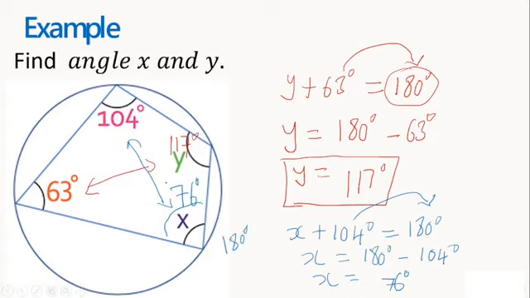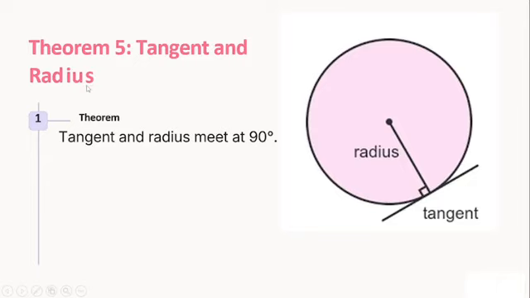I hope these theorems are very, very clear. Okay, so let us now move on. We look at theorem 5, where we are focusing on the tangent and the radius. This theorem says the tangent and the radius meet at 90 degrees.